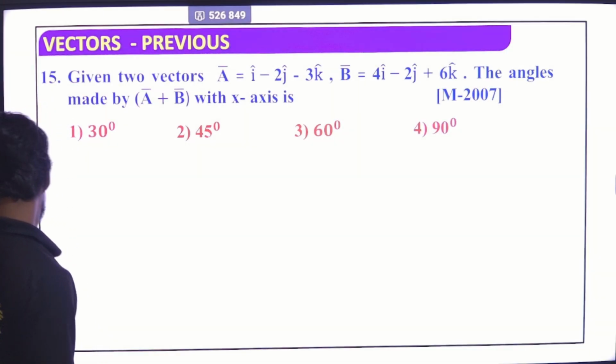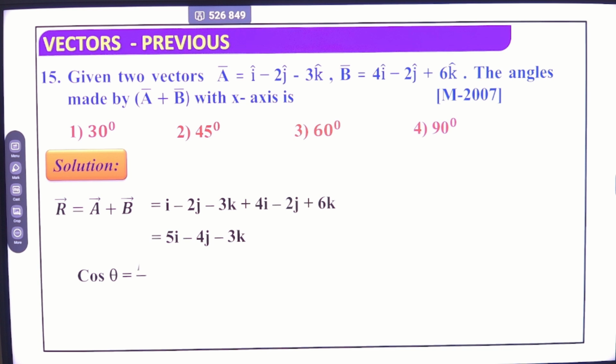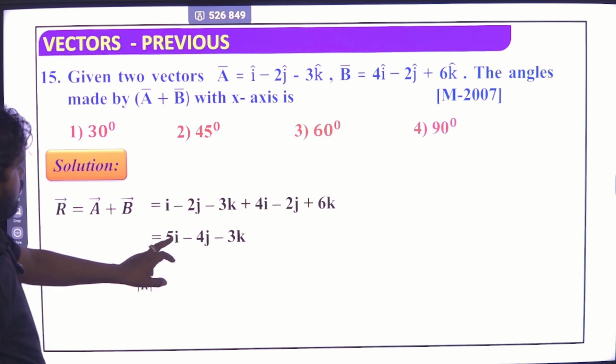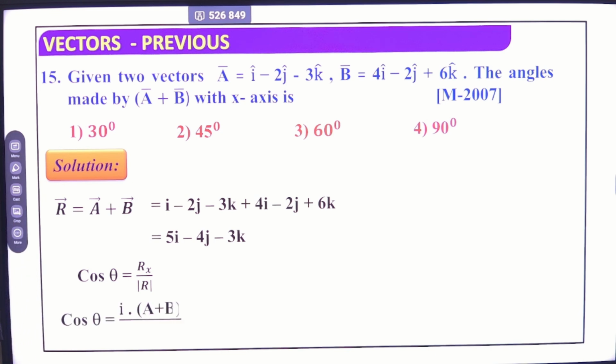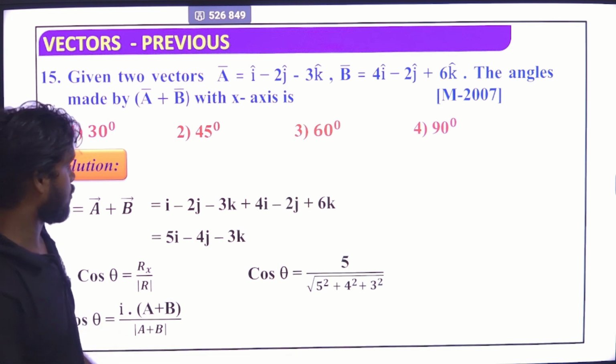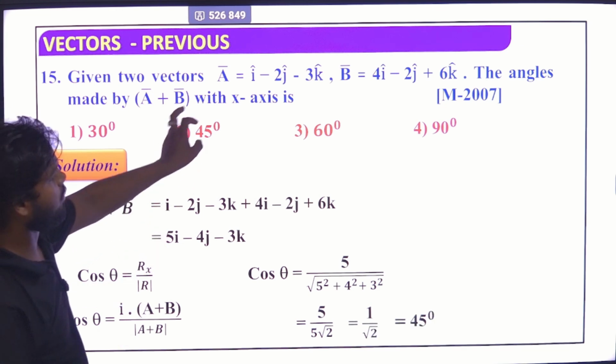So first you have to calculate the A plus B vector. Then how to find cos theta: 5 divided by the magnitude of this. If you do, you will get the value. So how much is it coming? 5 by 5 root 2, that is 1 by root 2, which is 45 degree. So my theta will be 45 degree.